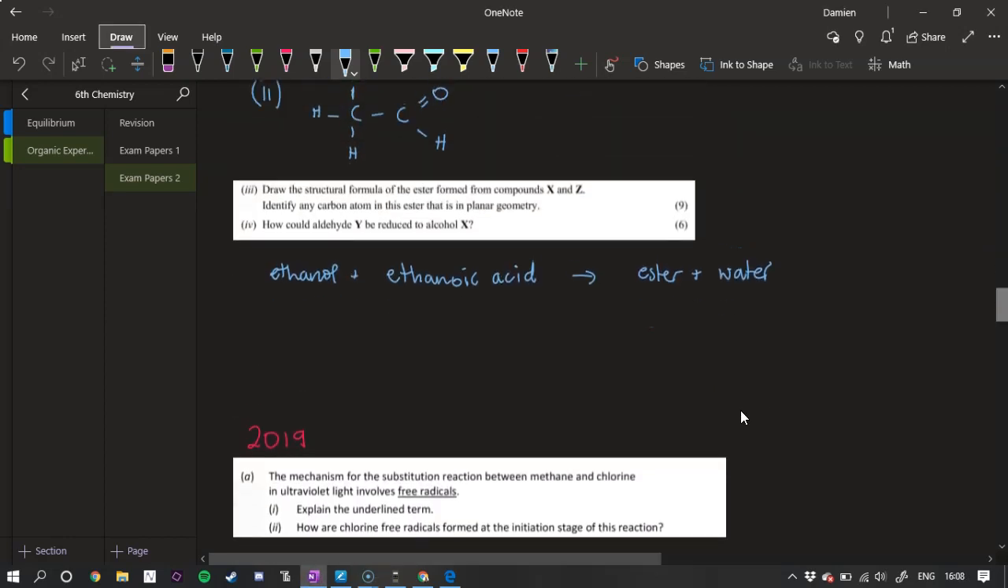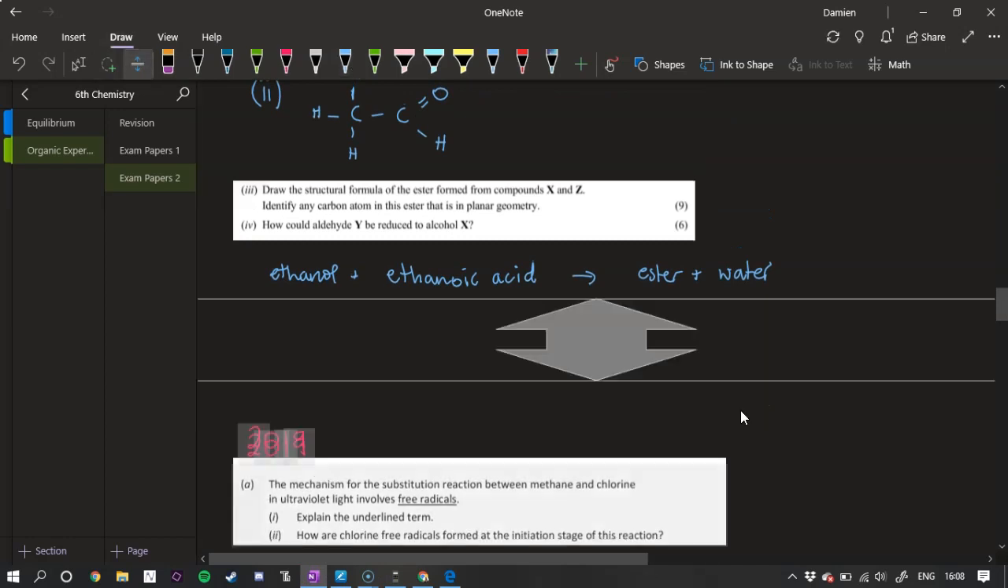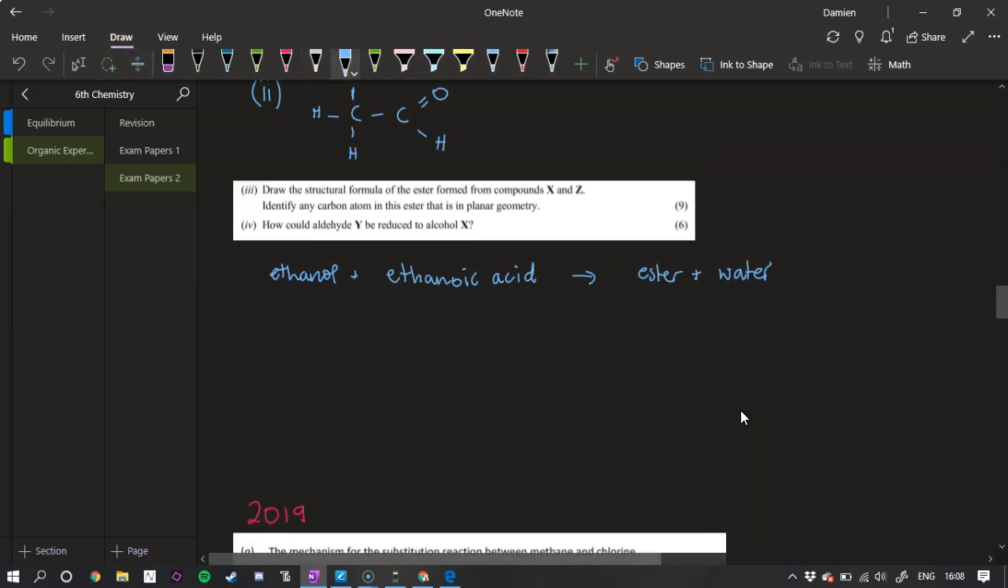So let's have a quick look at these molecules. If we're drawing out ethanol, ethanol is going to be C2H5OH. Here's your OH group plus your ethanoic acid, C double bond O and OH. And that's going to give you your ester and water.